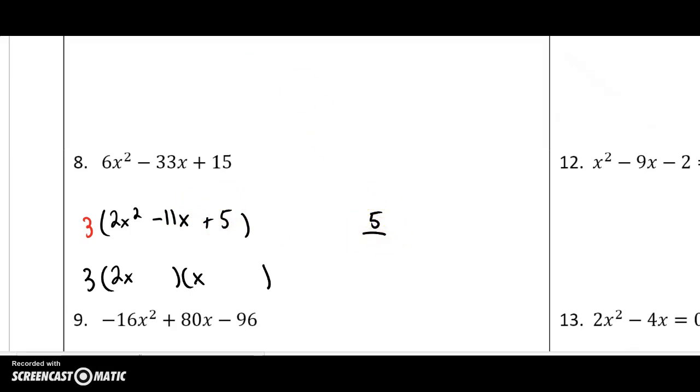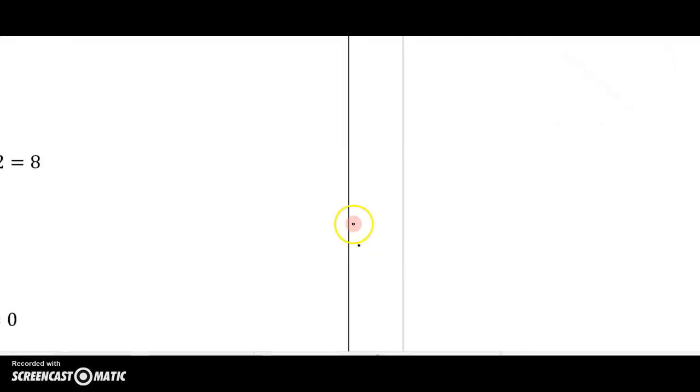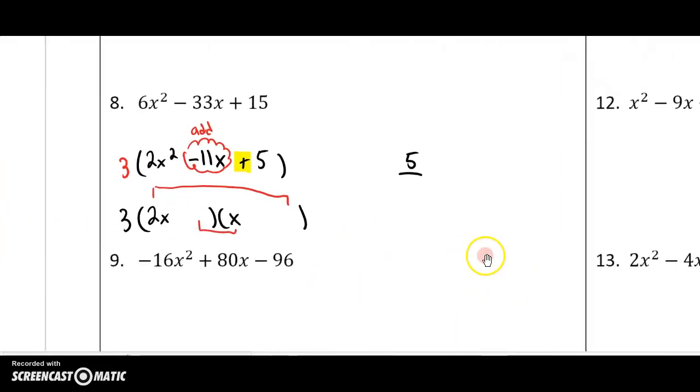All right, so I know I need to multiply to make 5 and then need to add to make these negative 11x. That is the outside stuff. The outside stuff and the inside stuff have to add to make negative 11x. So how do I multiply to make 5? Well, it's 5 and 1 or 1 and 5. So let's try just 5 and 1 first. Let's do 5 and 1.